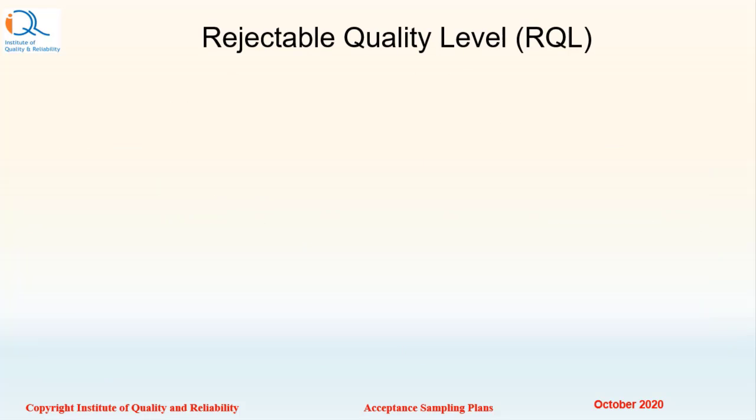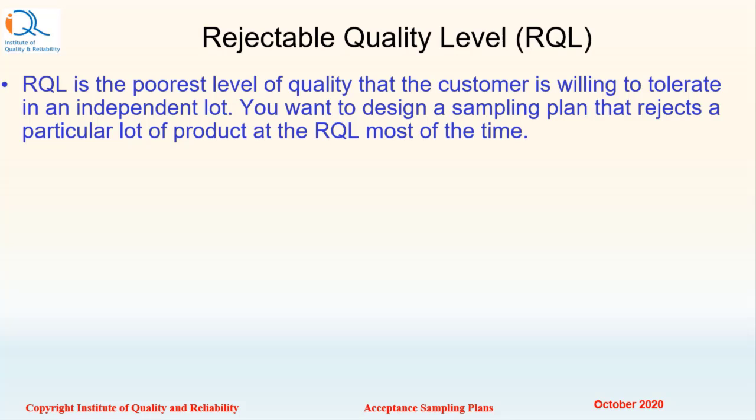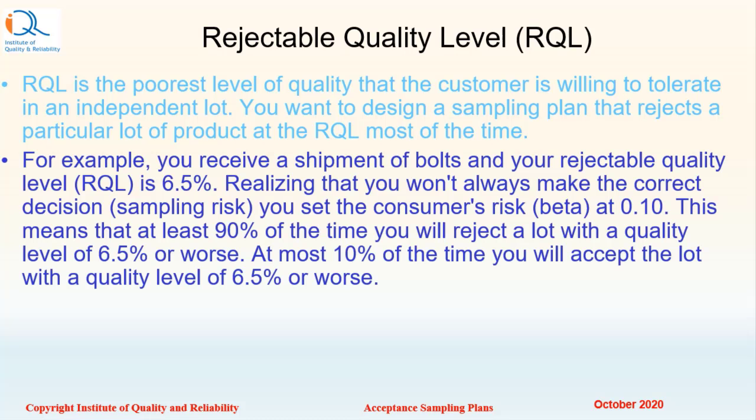On the other hand, we also have rejectable quality level RQL. RQL is the poorest level of quality that the customer is willing to tolerate in an independent lot. You want to design a sampling plan that rejects a particular lot of product at the RQL most of the time. For example, you receive a shipment of bolts and your rejectable quality level RQL is 6.5%. Realizing that you won't always make the correct decision, that is the sampling risk, you set the consumer's risk or the beta risk at 0.1 or 10%.